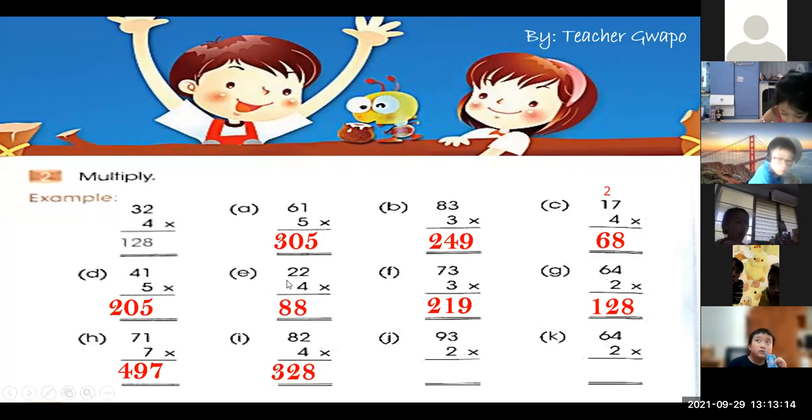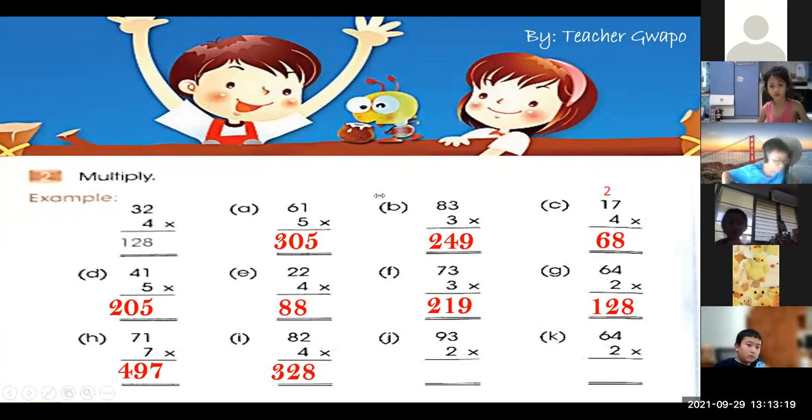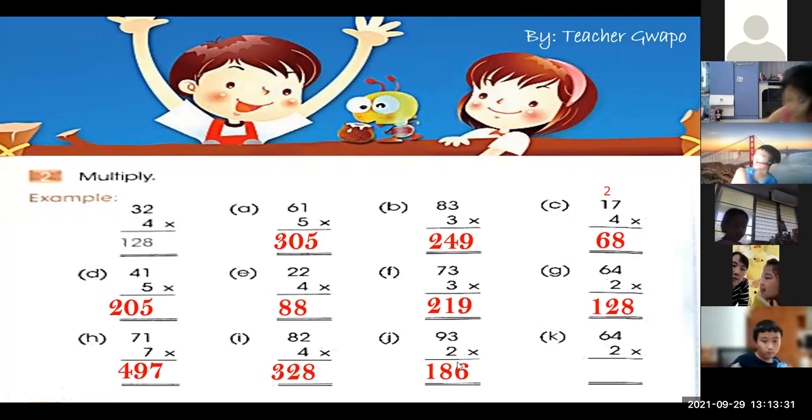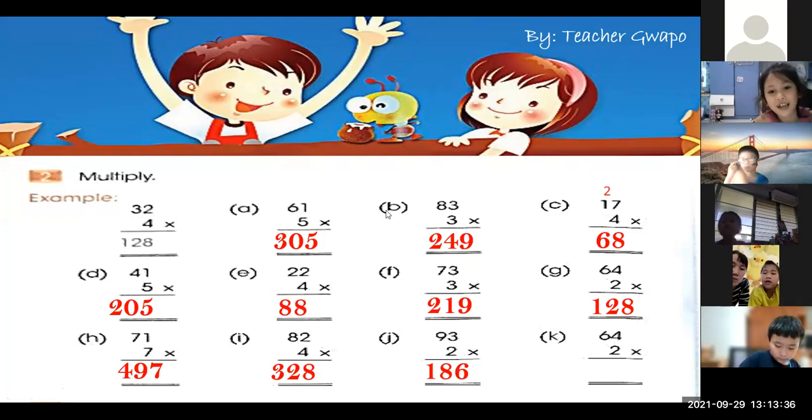Letter J. 93 times 2. I think it's 182, because I already finished. Okay, 186. Because 3 times 2 is 6. I forgot. It's okay. I tried to enter 6, but I forgot and I wrote 2.